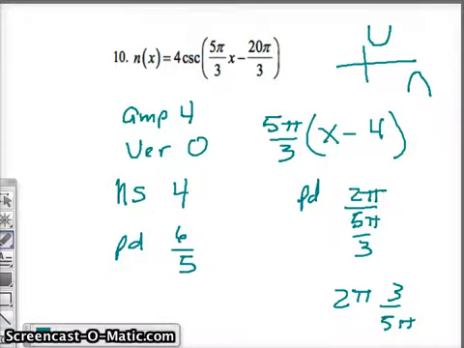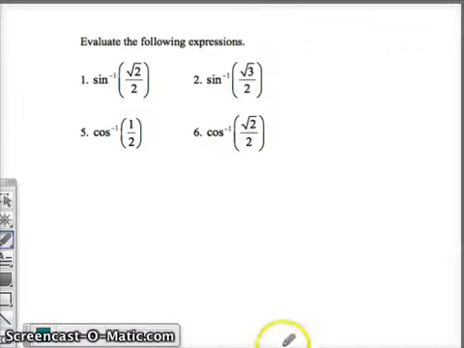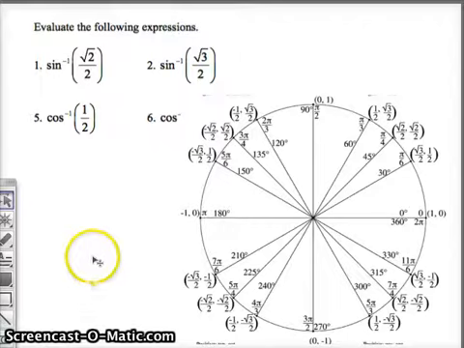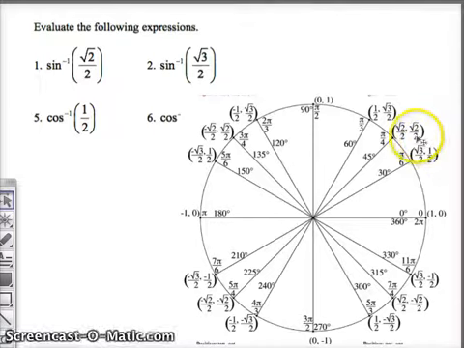All right, so hopefully that makes sense. All right, look at this. Evaluate the following expressions. What's the inverse sine of radical 2 over 2? Remember, that's a positive value there, so we're only looking in quadrant 1. Sine is radical 2 over 2 at 45 degrees, so you could say 45 or pi over 4.